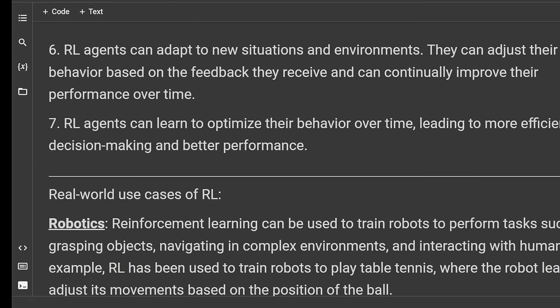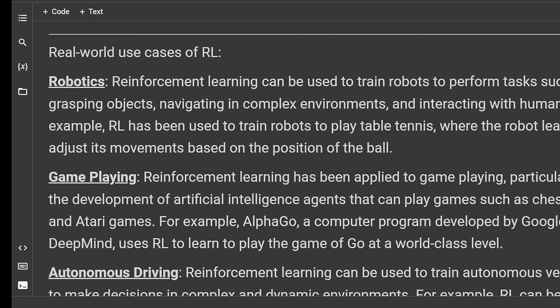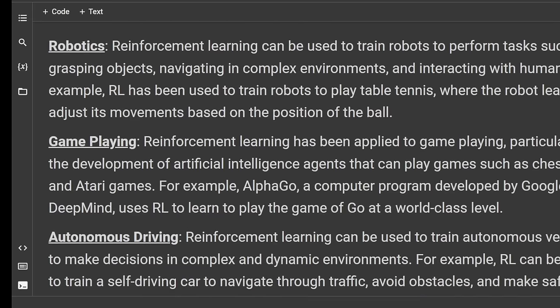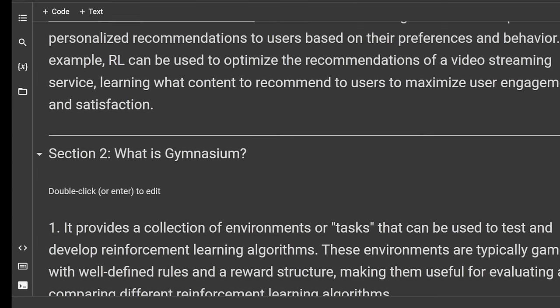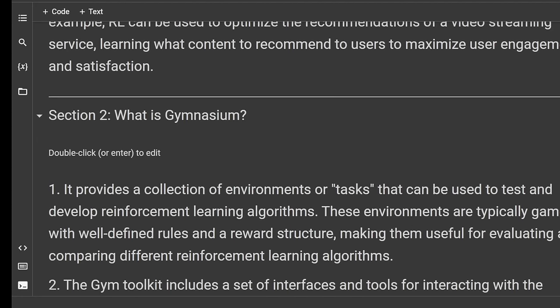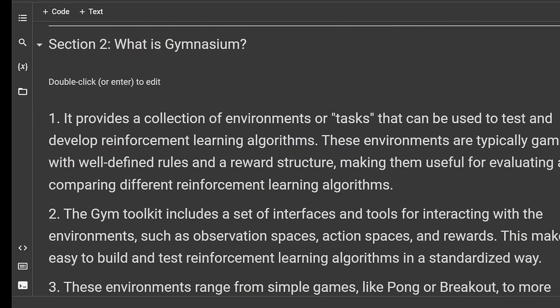So basically we have covered that. Then I also explained to you the real world use cases of reinforcement learning. So basically there is robotics, game playing, autonomous driving, personalized recommendations. Then we started with the Gymnasium library. Basically it gives us a collection of environments that can be used to test and develop reinforcement learning algorithms. So here we have made use of the Blackjack environment.